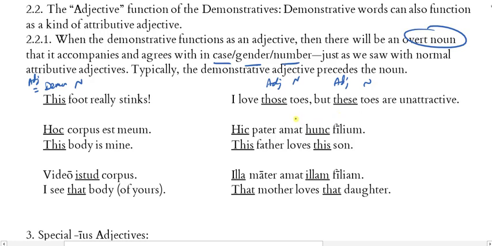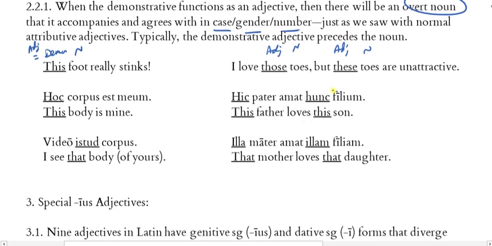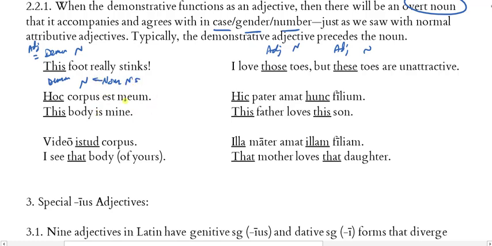So, here we have a couple of Latin examples. Hoc corpus est meum. Hoc corpus. So notice, the demonstrative is immediately followed by a noun, and these both agree in case, gender, number. These are nominative, neuter, singular, right? So why are they both nominative, neuter, and singular? Because the demonstrative is an adjective modifying corpus here.